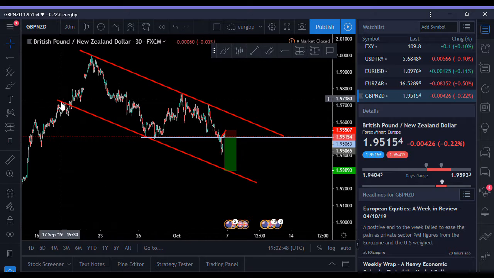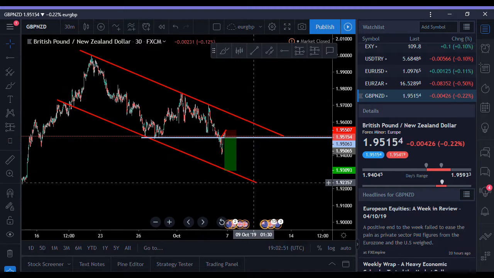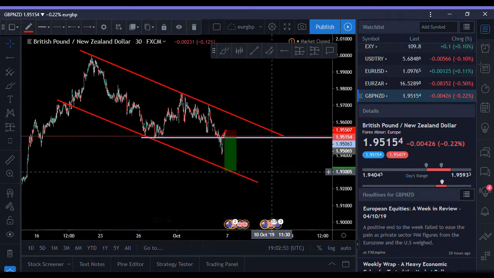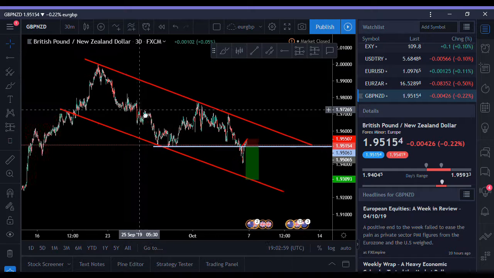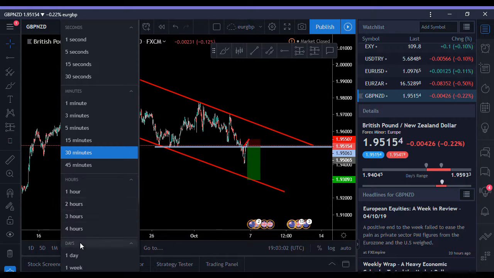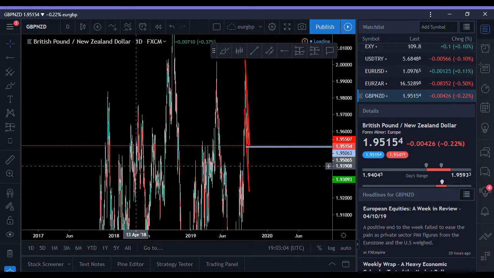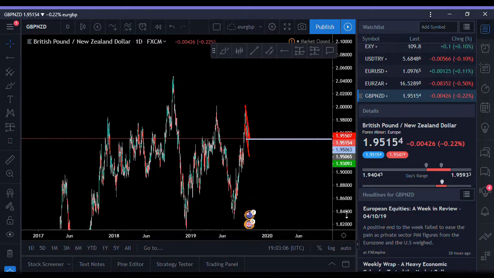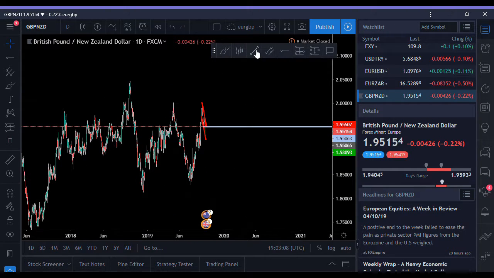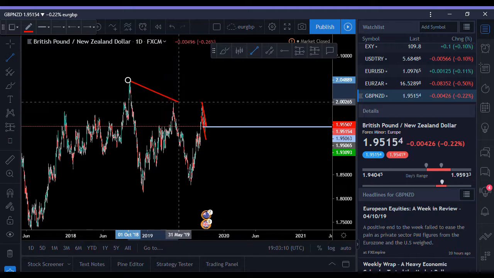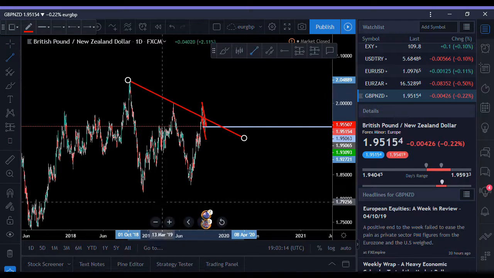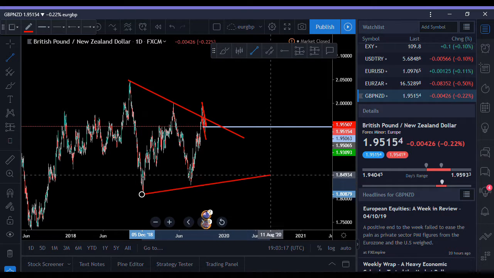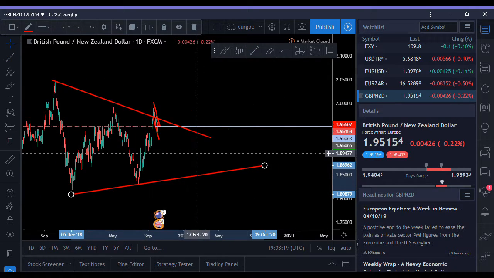So pound kiwi, as you can see, we had price movement in a descending channel over this area. The reason why I didn't take a bigger time frame is we have too many signals for buys and sells at the same time. So if you were sort of a shape trader, you would say this is a triangle, right?